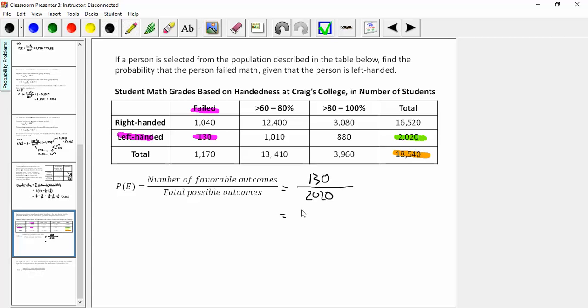And doing that simple math, where did you go? Problem 8, there it is, that's 0.0644. 6.44% probability that at Craig's College, if you are a left-hander, you're going to fail, or at least based on past experience, that's what we know. Now, would this be theoretical or empirical data? This would be empirical. It's based on many trials or experiments or observations.